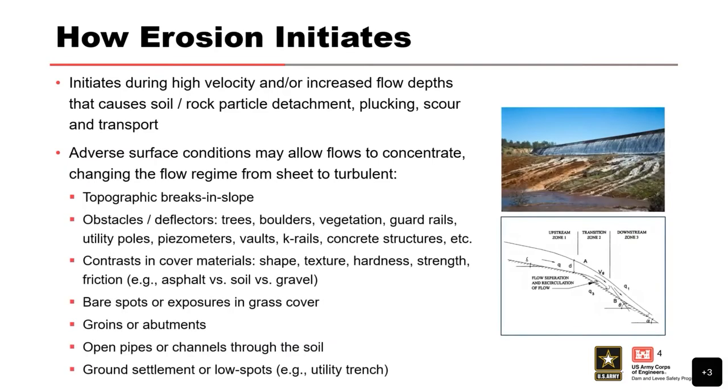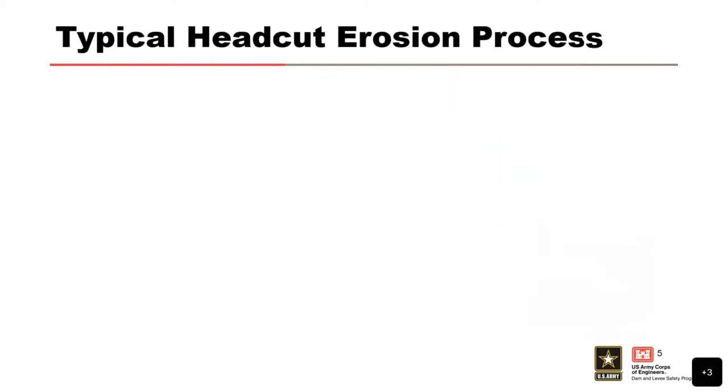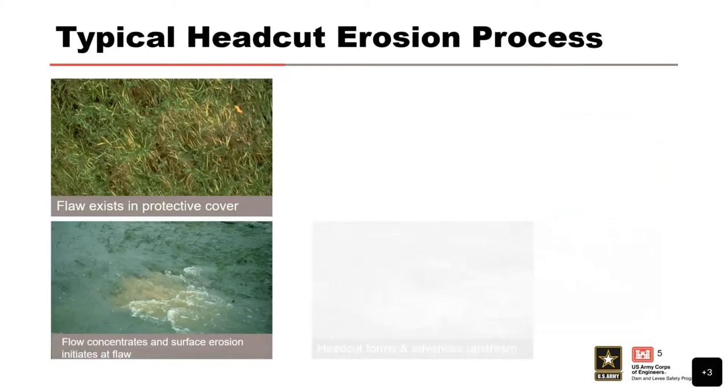leads to some turbulence. And then we have a whole lot of others. I'm not sure why that one had its own line, but geez. So what else could it be? It could be obstacles or deflectors. We have trees, boulders, vegetation, guardrails. We could have contrasting cover materials. Let's say we transition from an asphalt road surface to a grassed embankment slope. Let's say we have a grassed embankment slope and a rock embankment toe. When we have those changes in materials, we change the roughness, we create those turbulent conditions. Those are adverse flow effects that cause us to begin erosion.